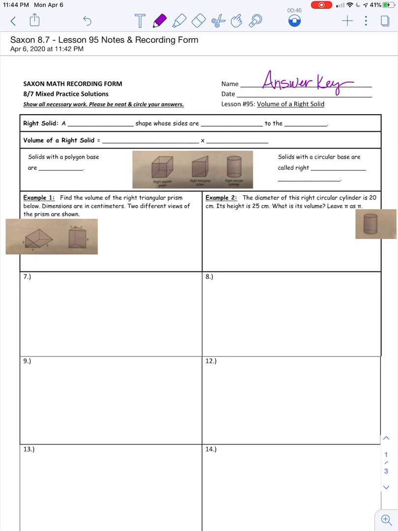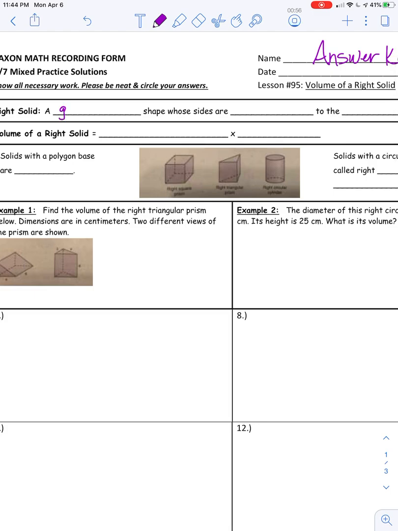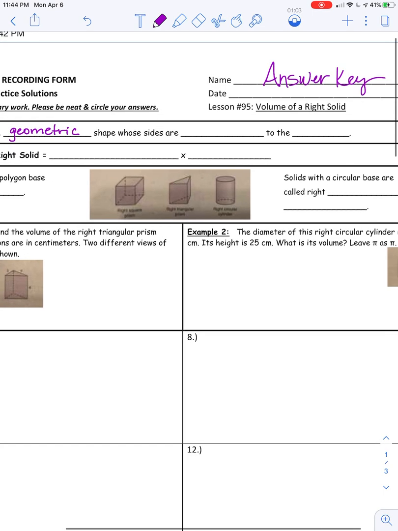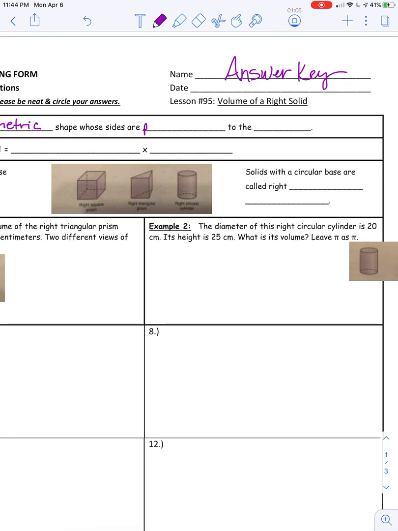So let's get started by giving a definition for a right solid. Up on the top of your notes here, we're going to fill in these blanks. A right solid is simply a geometric shape whose sides are perpendicular to the base.